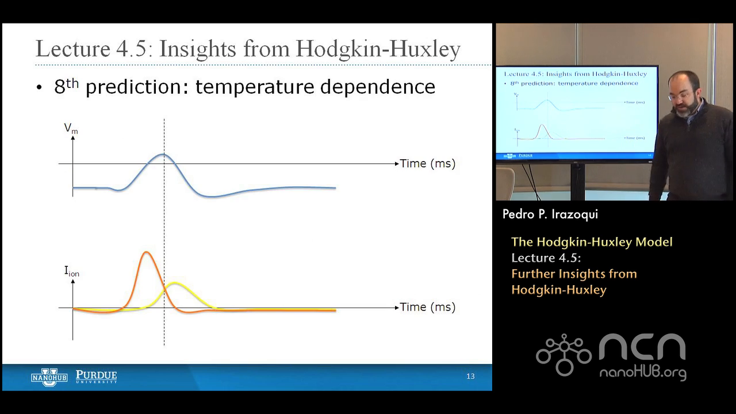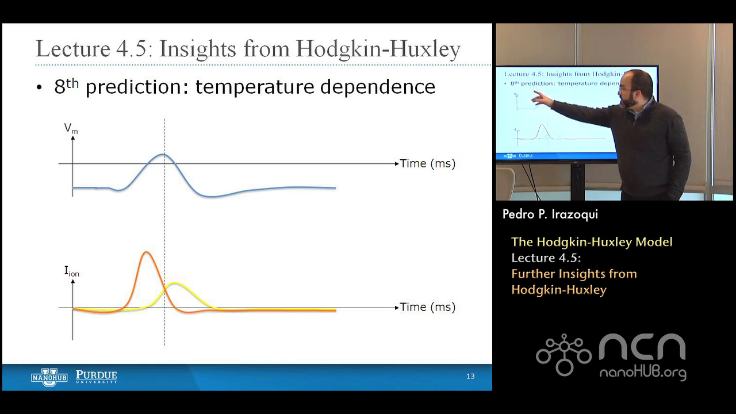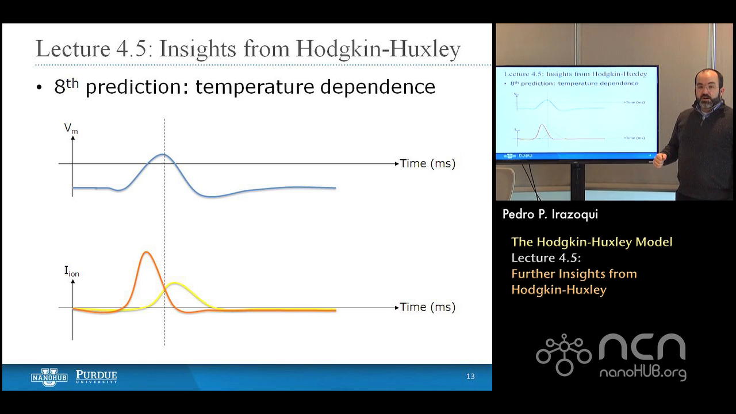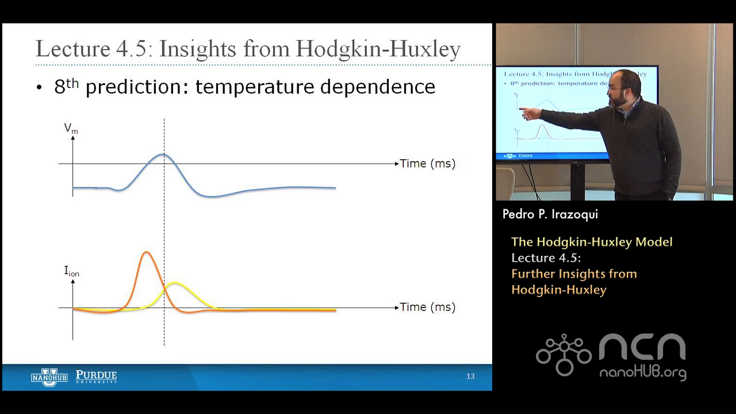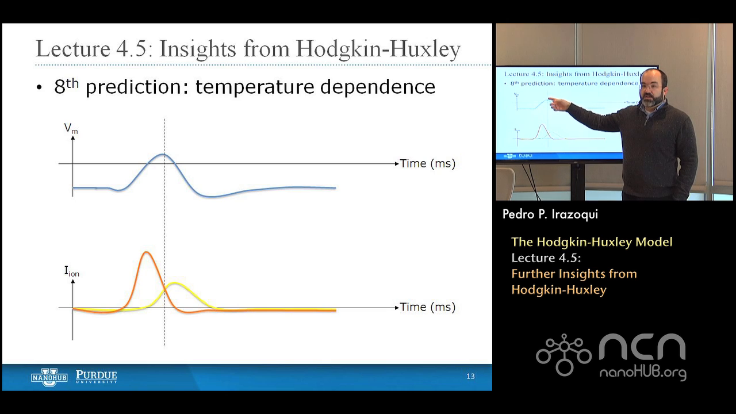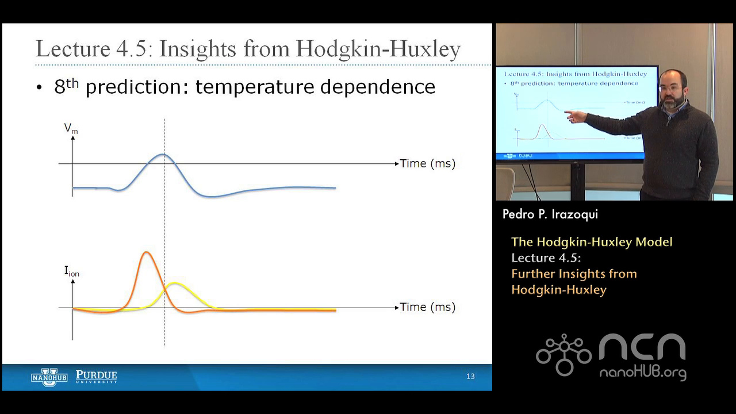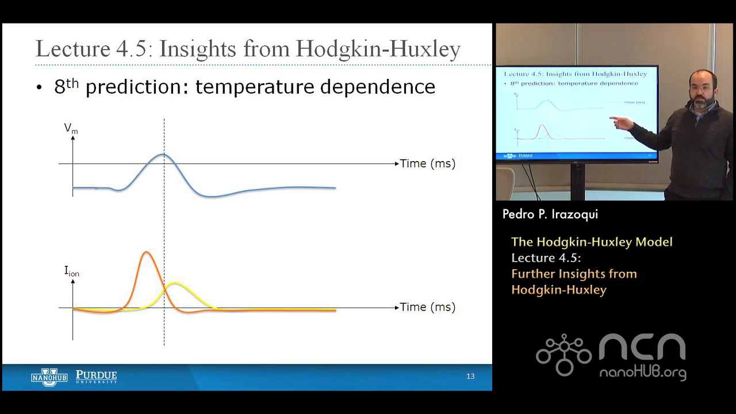The eighth and final prediction relates to temperature dependence. One last time, we'll plot out the membrane voltage as a function of time. We'll see our action potential begin at minus 65 millivolts. Then the sodium ion channels open, the potassium ion channels close. Sodium rushes into the cell, depolarizing it. The sodium ion channels close, potassium ion channels reopen. Potassium rushes out of the cell, hyperpolarizing it. You have a little undershoot, and you go back to your resting membrane potential.